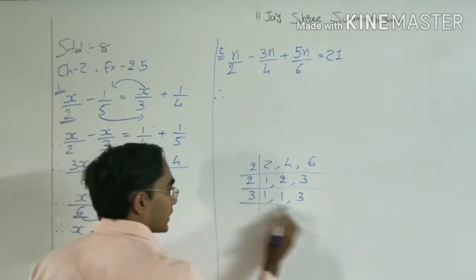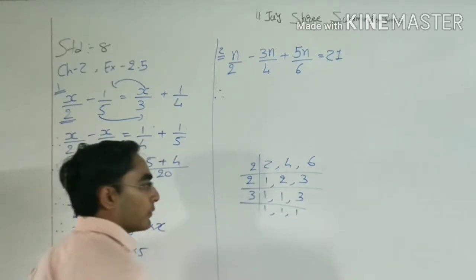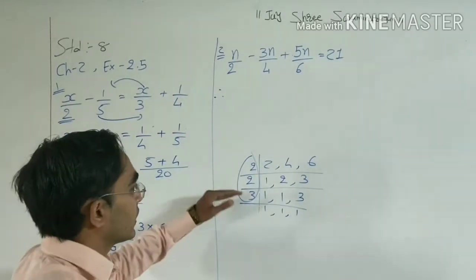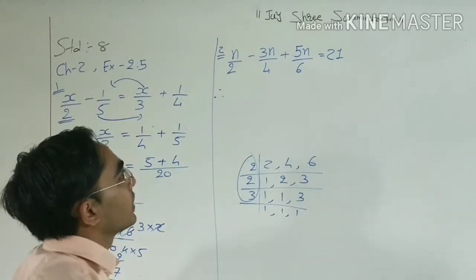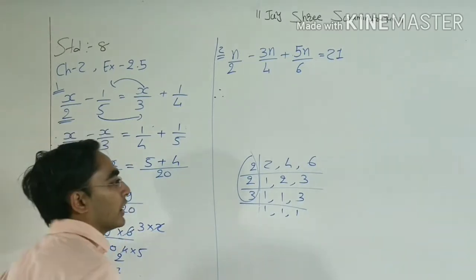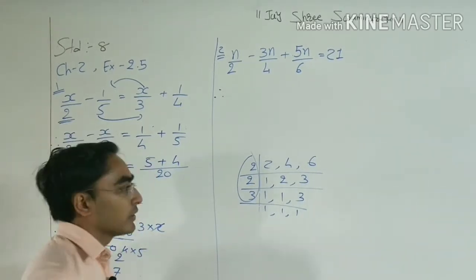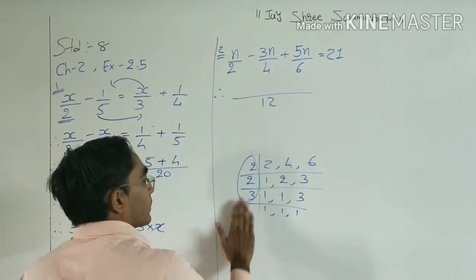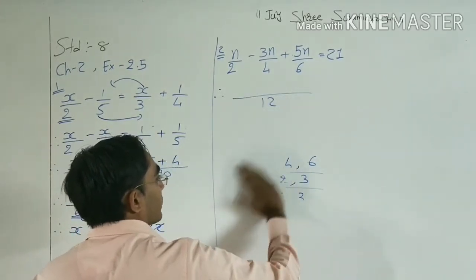Then we need to put 3, 1, 1 and 1. So this is the answer of our LCM. 3 2s are 6, 6 2s are 12. So our LCM is 12. So write down 12 in the denominator. This is our rough work.